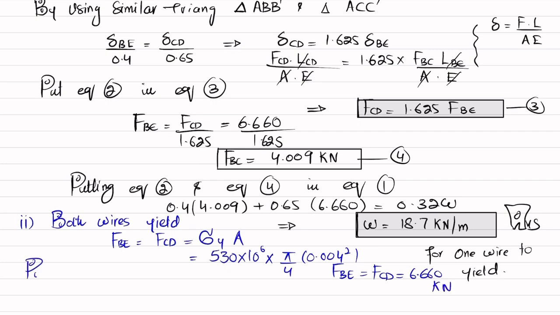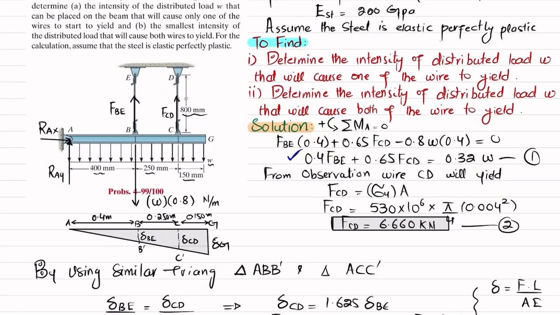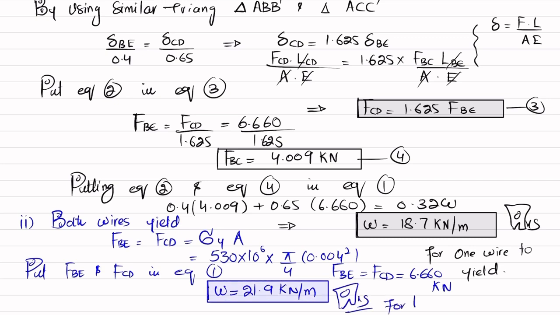Now put FBE and FCD in equation 1. Equation 1 is this one. So when you put it, you will get W equal to 21.9 kilonewton per meter. And this is the value of distributed load for both wires to yield.